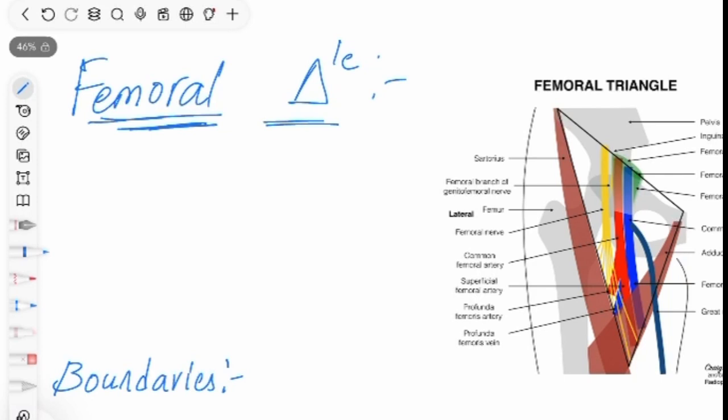So today we are going to be talking about an important topic in the lower limb, that is the femoral triangle. So under this we are going to be discussing its boundaries, its contents, and a little bit of the clinical anatomy.